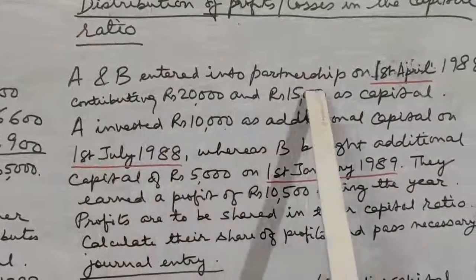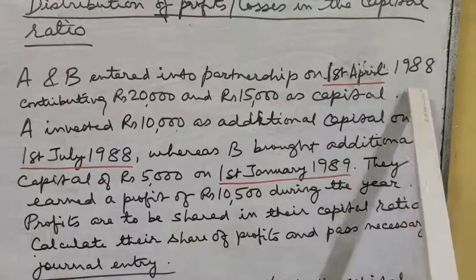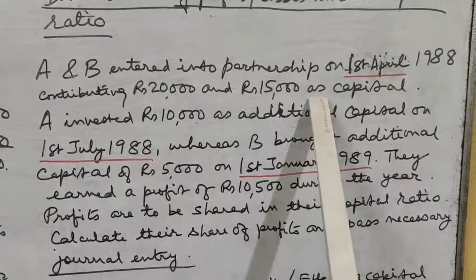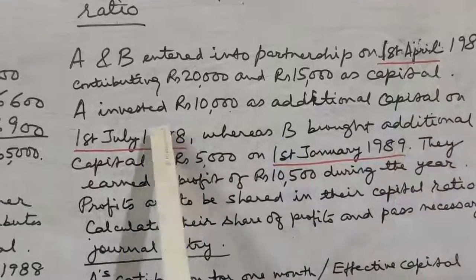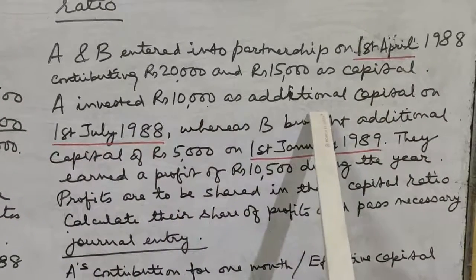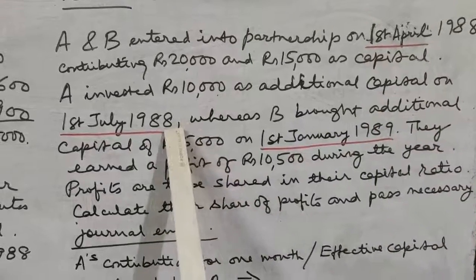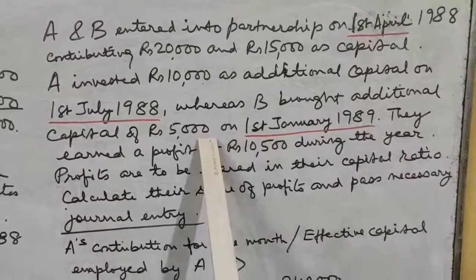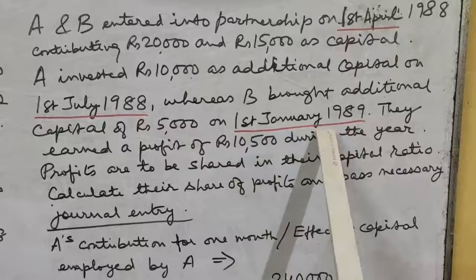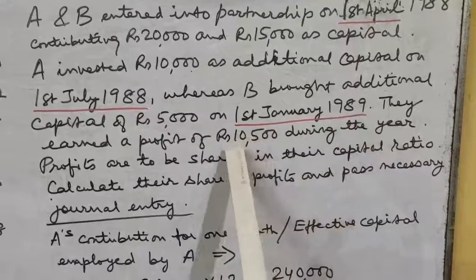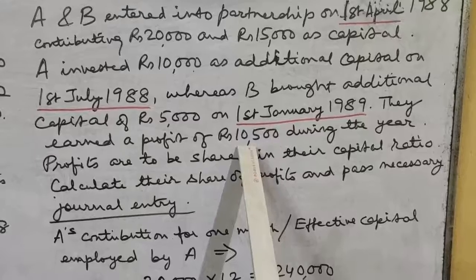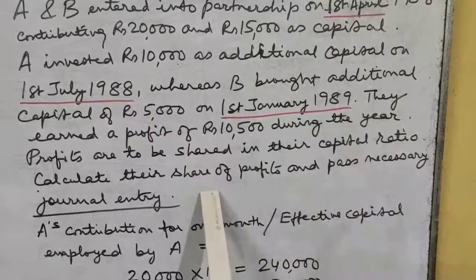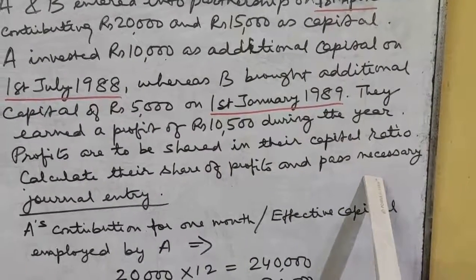A and B entered into partnership on 1st April 1988, contributing rupees 20,000 and rupees 15,000 as capital. A invested rupees 10,000 as additional capital on 1st July 1988, whereas B brought additional capital of rupees 5,000 on 1st January 1989. They earned a profit of rupees 10,500 during the year. Profits are to be shared in their capital ratio. Calculate their share of profits and pass necessary journal entry.